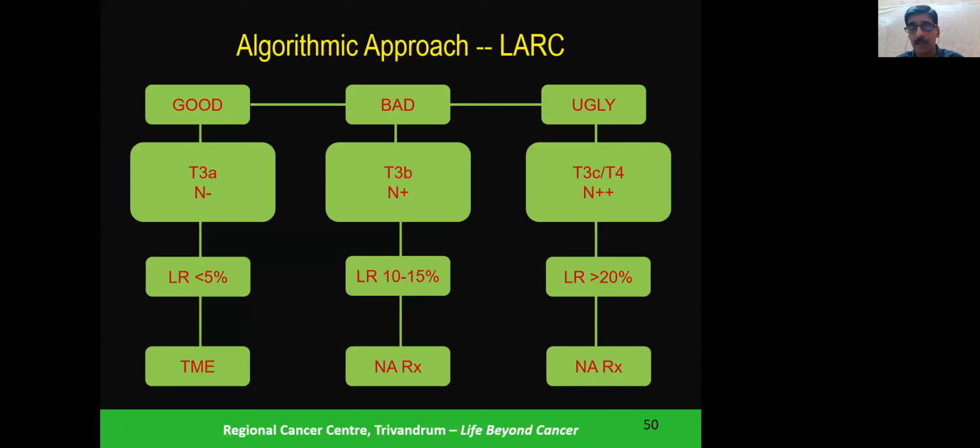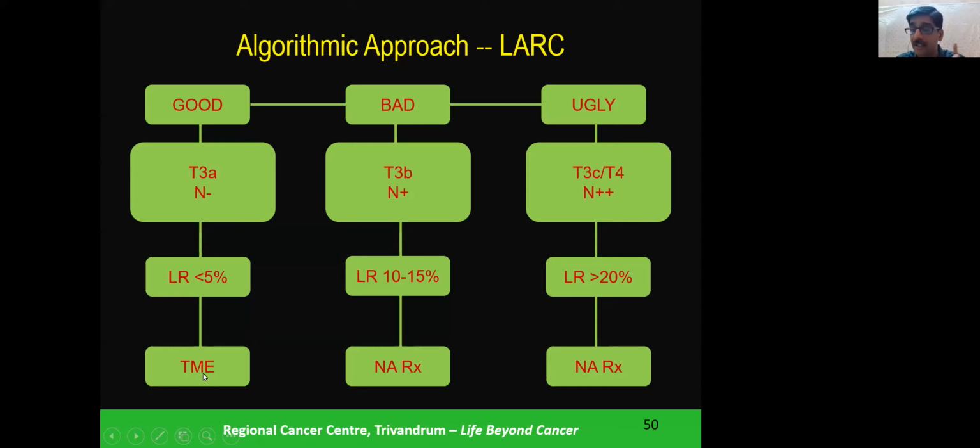Okay, this is an algorithm. I'll spend 2 minutes on this. If it's a good patient, early T3, with nodes being negative, if you operate, the recurrence is going to be less than 5%, and this patient needs surgery alone because addition of radiation therapy is not going to add any more to this. So you just can go ahead and do a TME in this patient. Early T3 lesions, T3A, node negative.